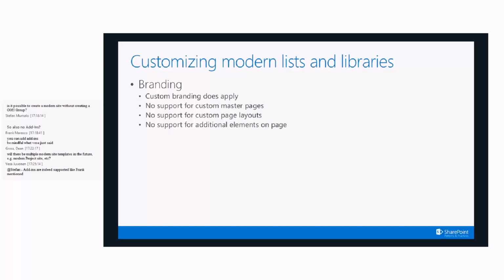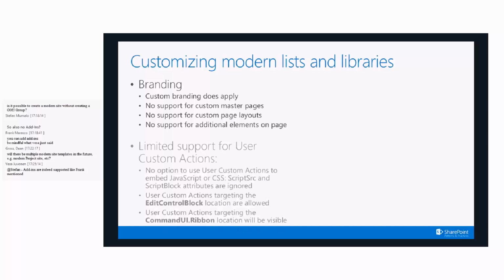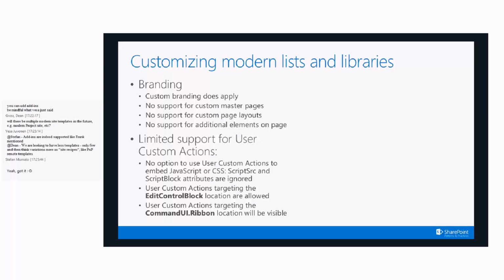What we do not have is support for custom master pages, custom page layouts, or options to add an additional web part in this list experience, for example. So these things are not there at the moment. Now, a common thing around modern lists and libraries, from a customization perspective, is user custom actions you want to extend. So in the classic mode, you would have a custom ribbon button, or even a custom ribbon, a custom ribbon group, or additional elements in the right-click menu or the settings menu of a document.